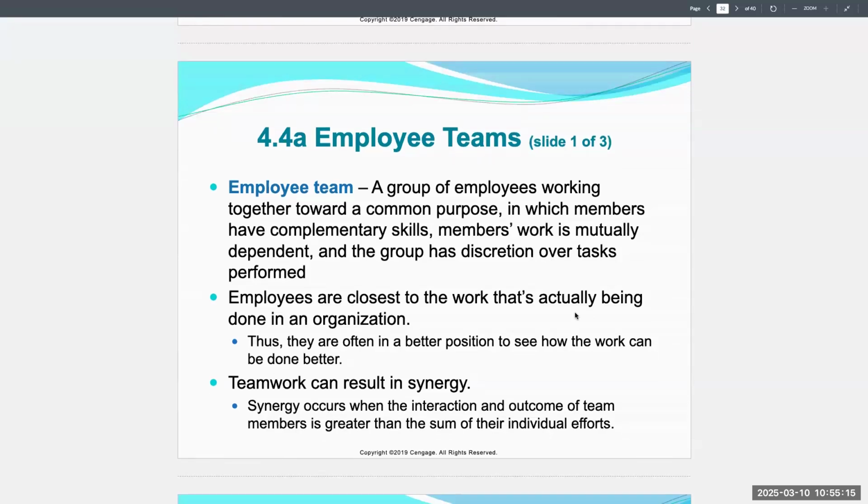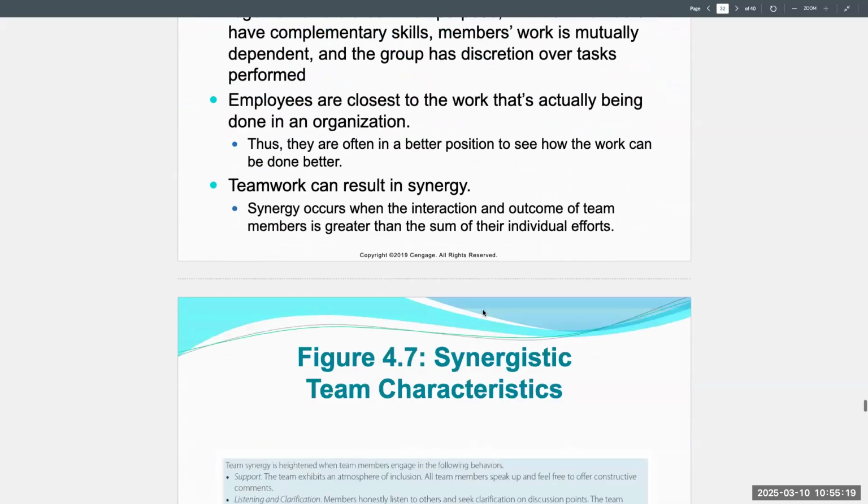All right, so a high performing, one second.